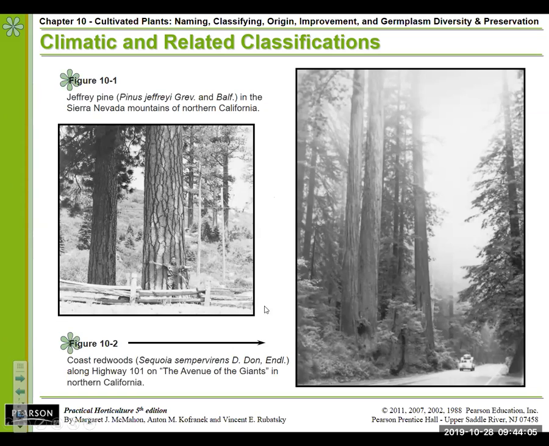So here's just a couple of images of some large softwood trees, which, even though they're softwoods, can still grow to incredible heights and diameters, such as this Jeffrey pine here in the Sierra Nevada, and the coast redwoods over there in Northern California. Some of the tallest trees in the world.